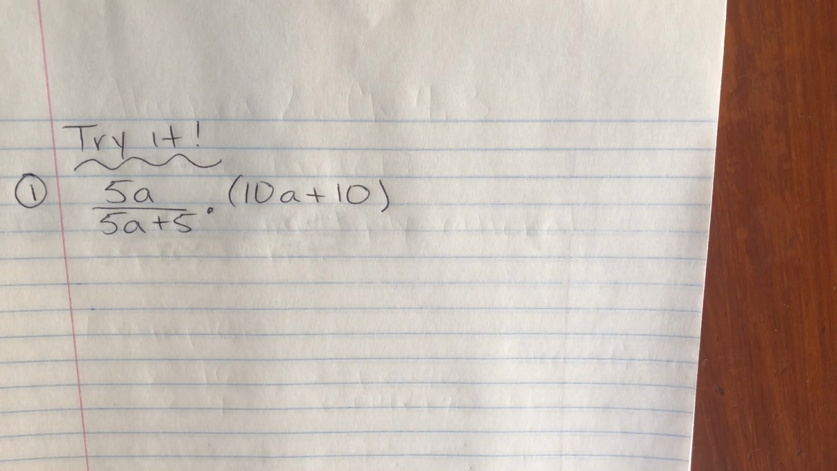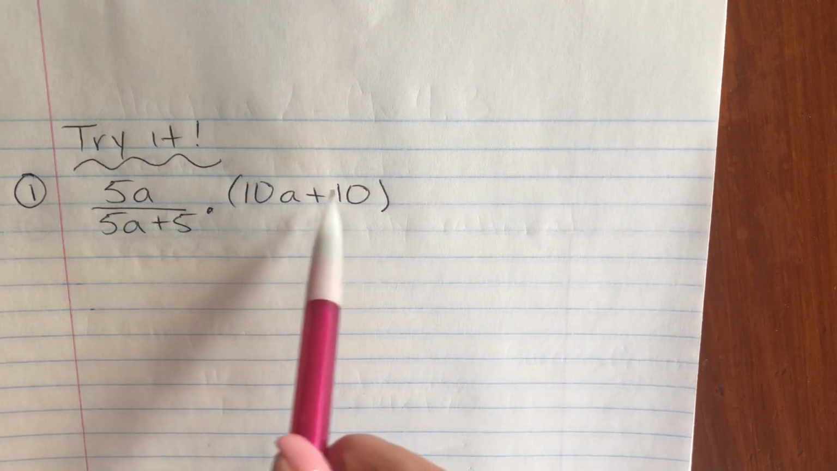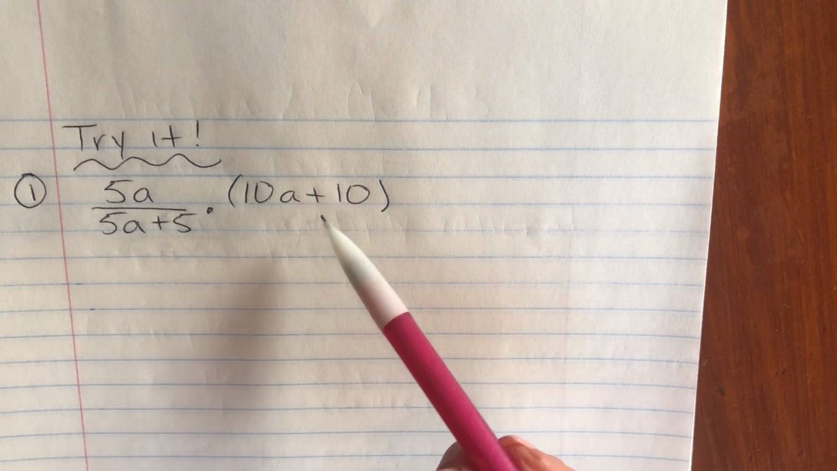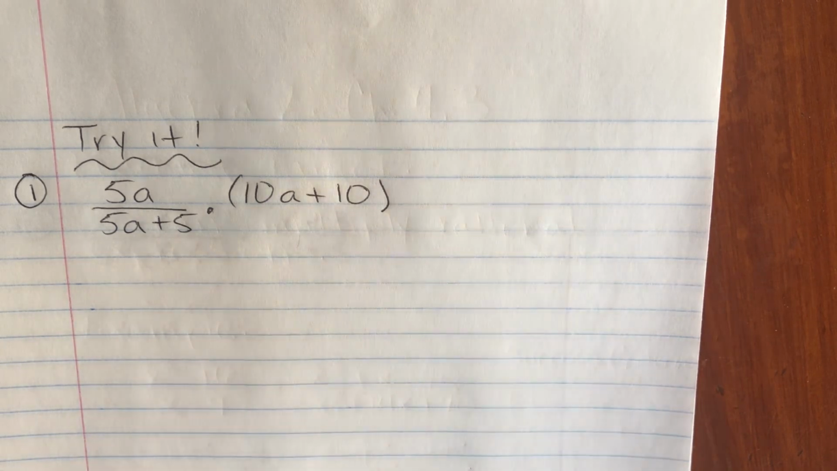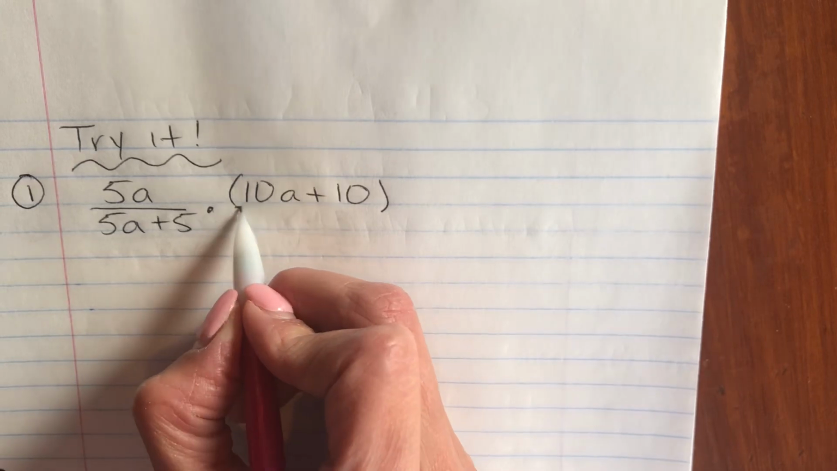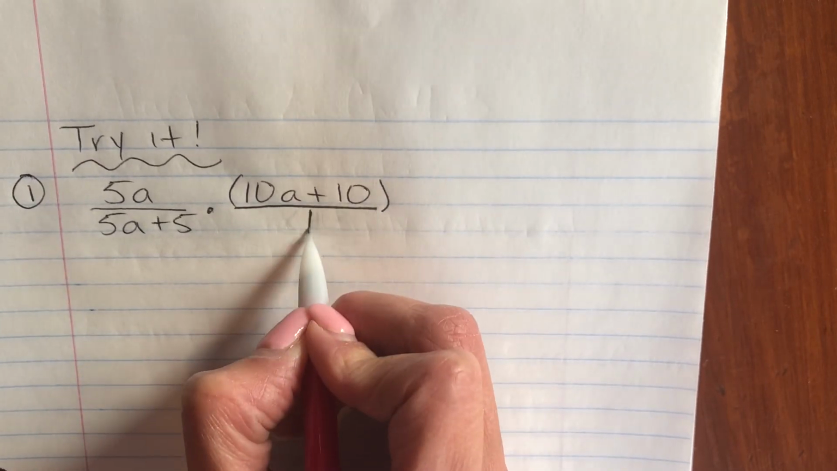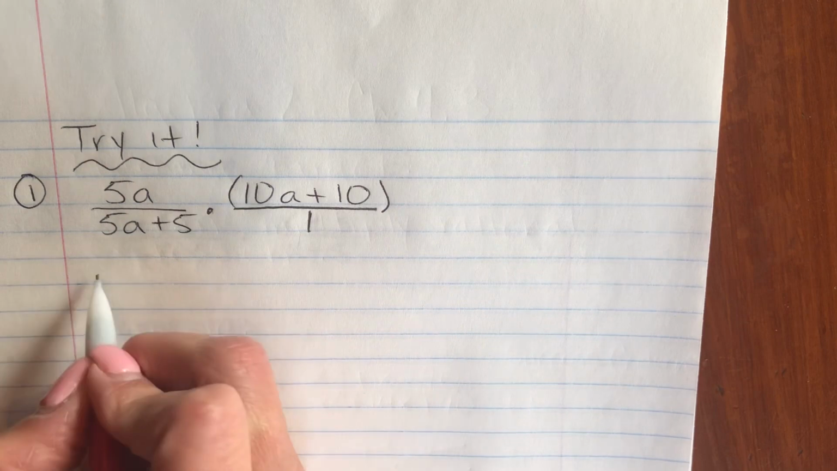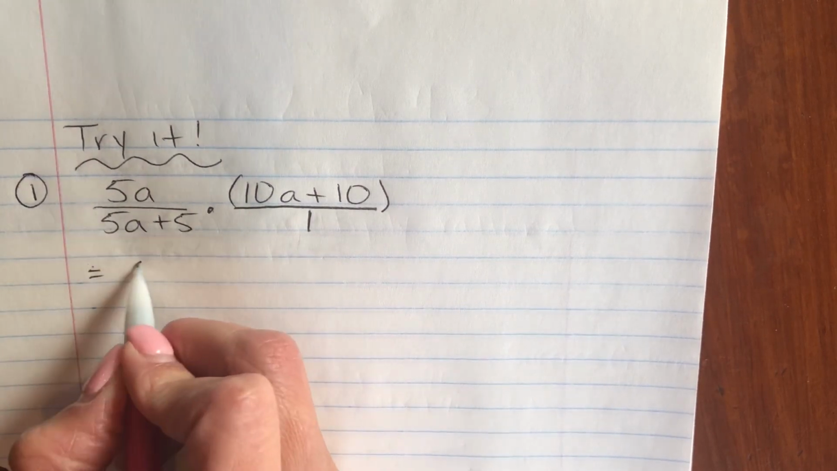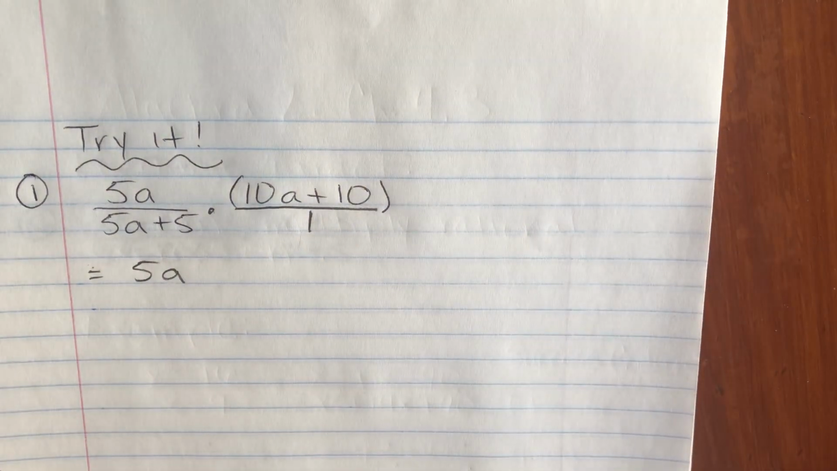So I'm going to look at this. Now this looks kind of weird. It's not written as a rational expression. It's not written as a fraction. But I can write it as a fraction by putting it over 1. No big deal. All right. Now it's a fraction. Now I'm going to go ahead and factor all that I can. 5a. Can't do anything with that.